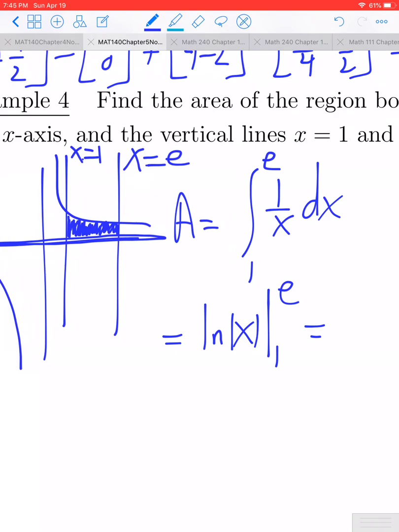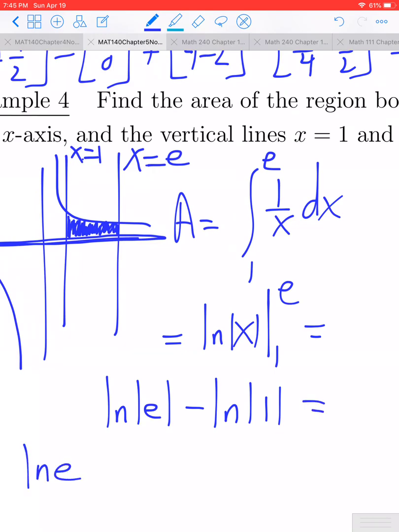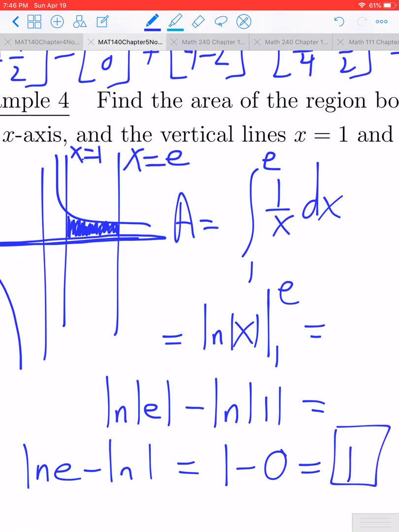This is equal to the ln of the absolute value of e, minus the ln of the absolute value of 1, which is simply the ln of e minus the ln of 1. The ln of e is 1, the ln of 1 is 0, and so we get that the total area under that region is equal to 1.